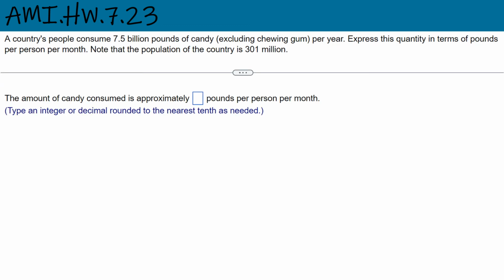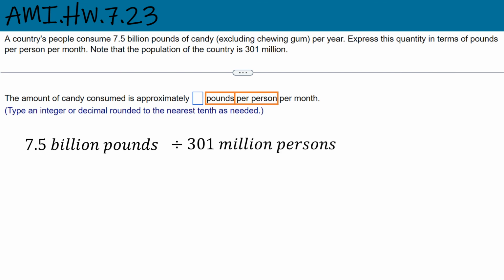This question asks us about the pounds per person per month. So we're going to start with the pounds. The question gives us 7.5 billion pounds. And then it says per person. Now, per means divide. So I'm going to divide by the number of persons. In this case, there's 301 million persons. And then it says per month. So I'm going to divide by how many months? This is talking about a year, so there's 12 months. It didn't tell me that in the problem, but I'm smart enough to know there are 12 months in a year.